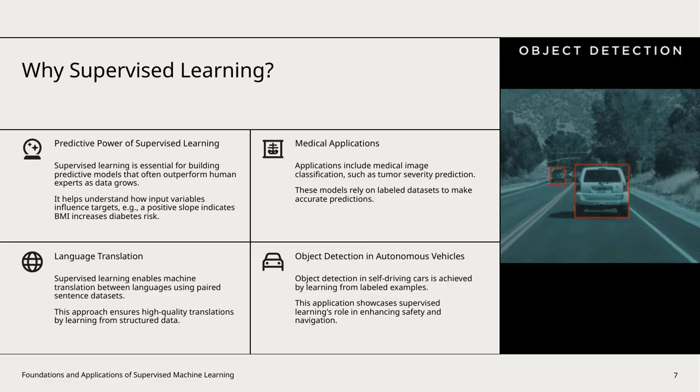Finally, let's talk about the predictive power of supervised learning. As we gather more data, these models can often outperform even human experts. They help us understand how input variables, like BMI, affect outcomes, such as diabetes risk. For example, a positive slope in a graph indicates that as BMI increases, so does the risk of developing diabetes. This ability to predict and interpret relationships is a major strength of supervised learning and underscores its importance in many fields.